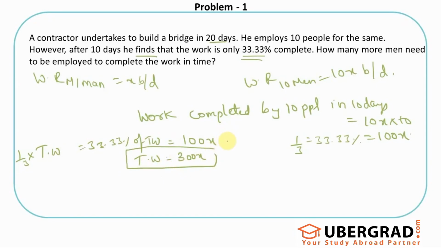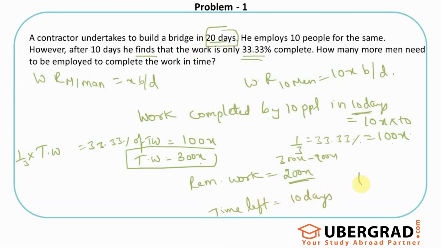Once I know the total work is 300x, now what is the left out? Remaining work after 10 days is 200x. The total work is 300x, they have completed 100x, so they have to do only 200x. Now the contractor is trying to complete in the remaining 10 days. They've already spent 10 days, and they're targeted to complete in 20 days. So what is the time left? 10 days. So how many bricks should they put every day? 200x by 10, that is 20x bricks per day.